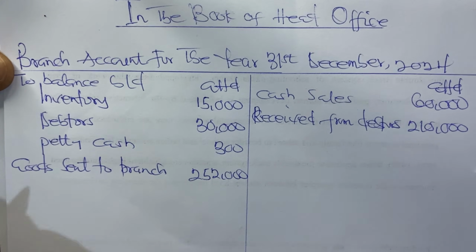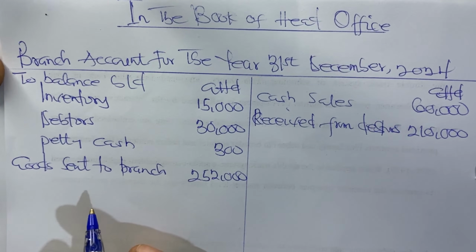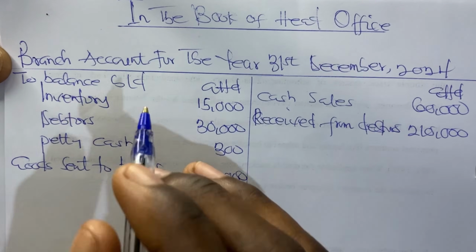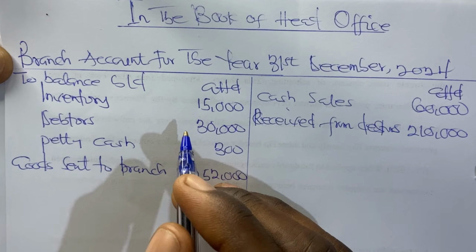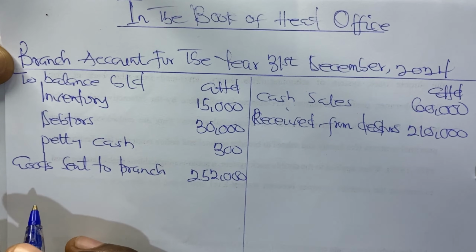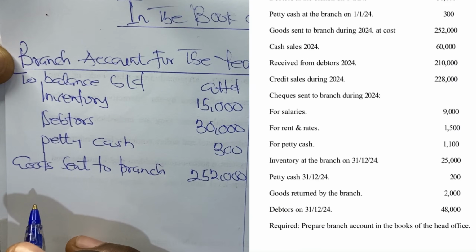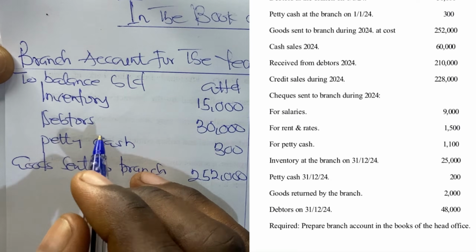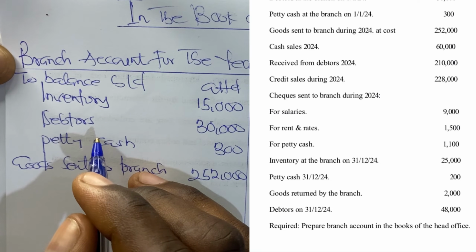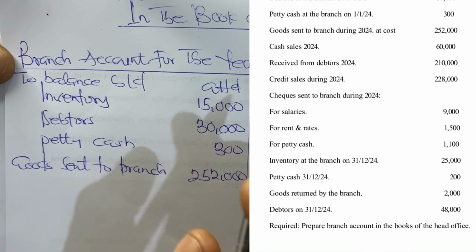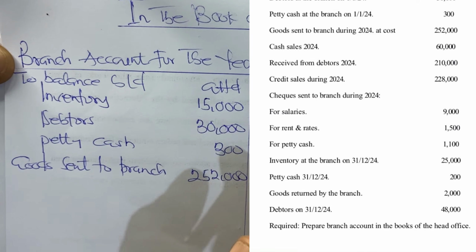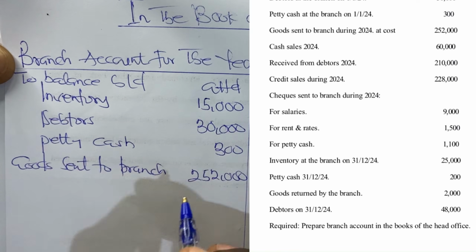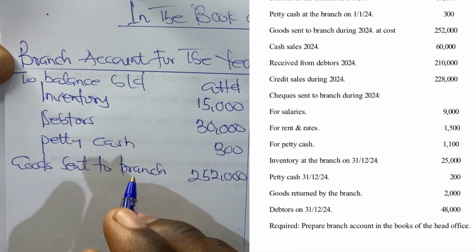The next is cheque sent to branch during 2024 for salaries. So when cheque or cash is used to pay expenses, that is when head office paid expenses on behalf of the branch, we debit the branch account with the expenses. Listen, expenses have a natural debit balance. So if you are to record them in the branch account, we have to credit the expenses account in the name of branch and debit the branch account to complete the double entry.